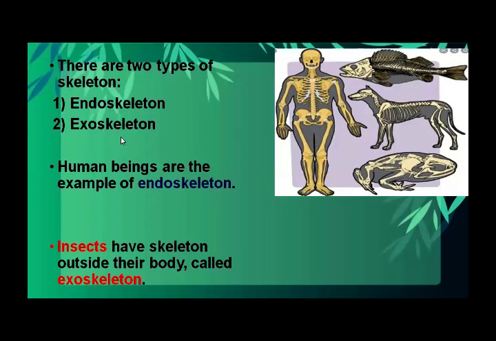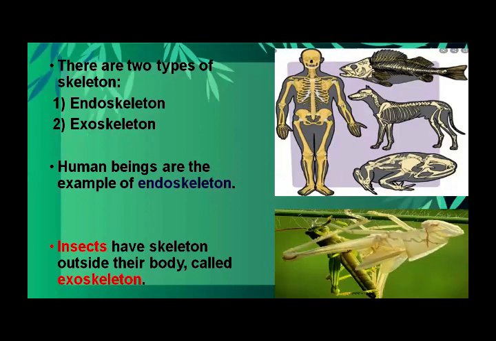And what does exoskeleton mean? Exo means external, outside. So those animals who have a skeleton outside their body are called exoskeleton. You can see the picture of a grasshopper. This is the exoskeleton. That means insects have a skeleton outside their body, called exoskeleton. Beta, are you getting my point?